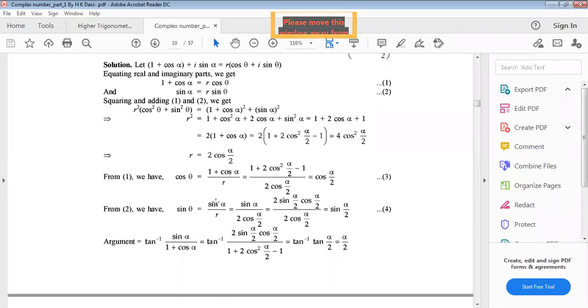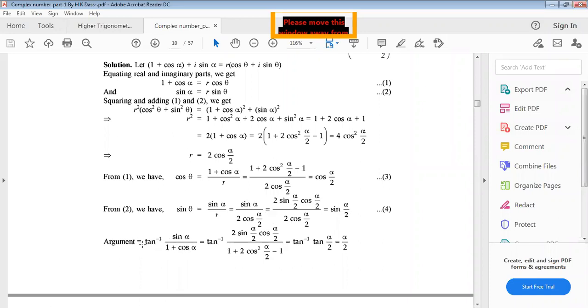From equation 2, sin theta equals sin alpha by r. Then sin twice a formula is 2 sin a cos a. Then cos cancels, only the sin value remains, and 2 also cancels. Now from 3 and 5 we get the argument, just dividing 4 by 3, then we get tan theta. Tan theta equals sin alpha divided by 1 plus cos alpha.